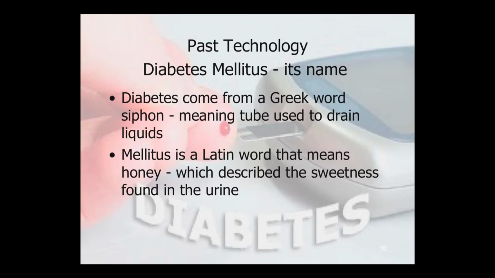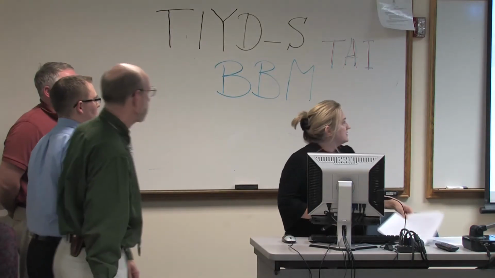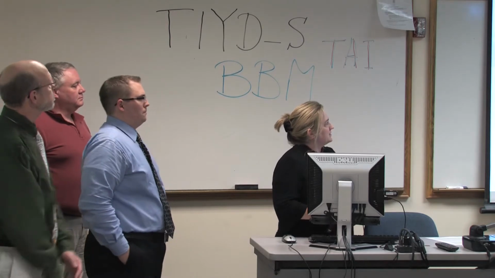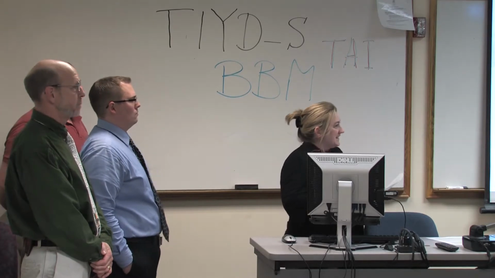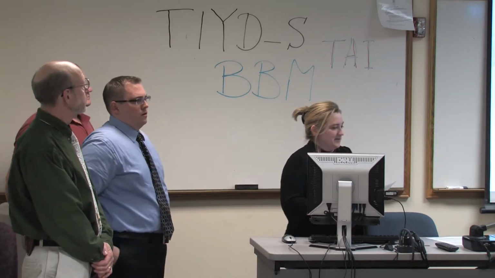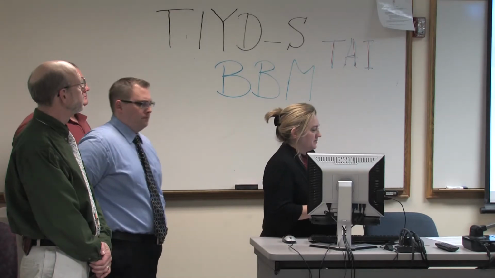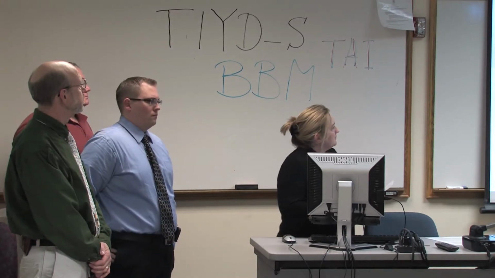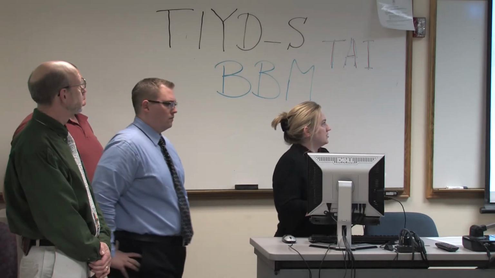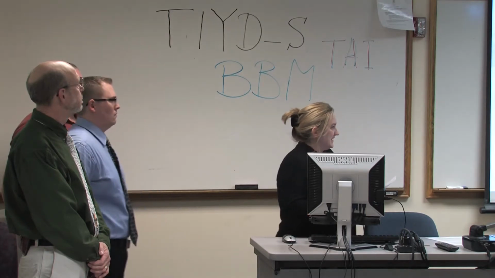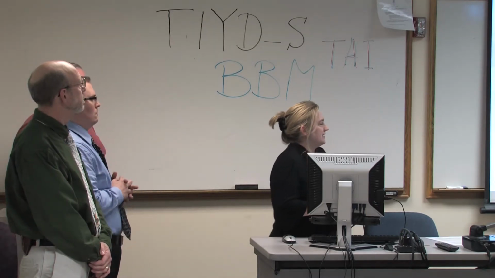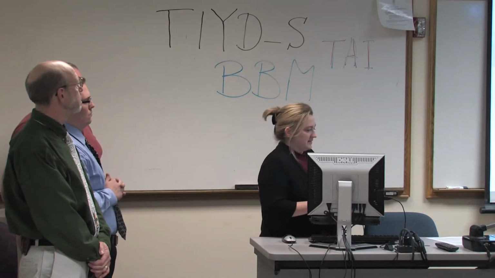And I'm going to talk to you a little bit about some history of diabetes. Diabetes is one of the oldest known diseases, and its official name is diabetes mellitus. The word diabetes comes from a Greek word that means siphon, which is a tube used to drain liquids. And then later on they added the word mellitus because that word means honey in Latin, and that described the sweetness that was found in the urine.